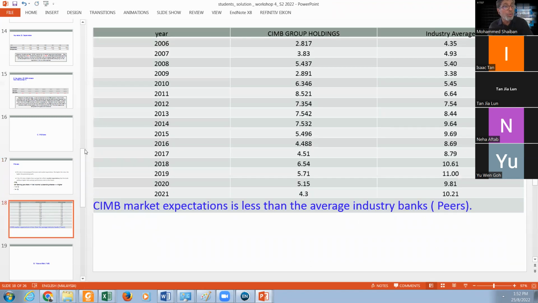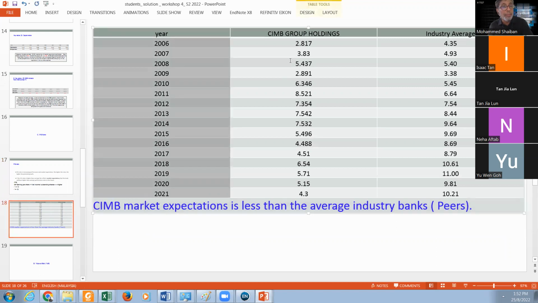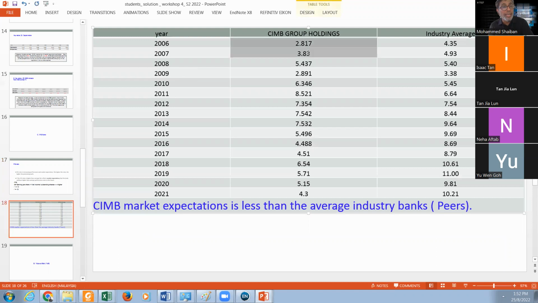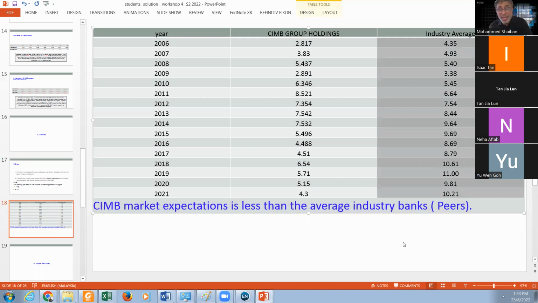Look at the data collected from 2006 to 2021 for CIMB Group. It's 2.87. This is the PE ratio for all those years. But the industry, or the average of the other banks, is actually higher. I am not expecting CIMB to outperform the peers or the market. They are always below. Even if you take the average for 2021, it's 4.3, while the other banks' average is 10.21.